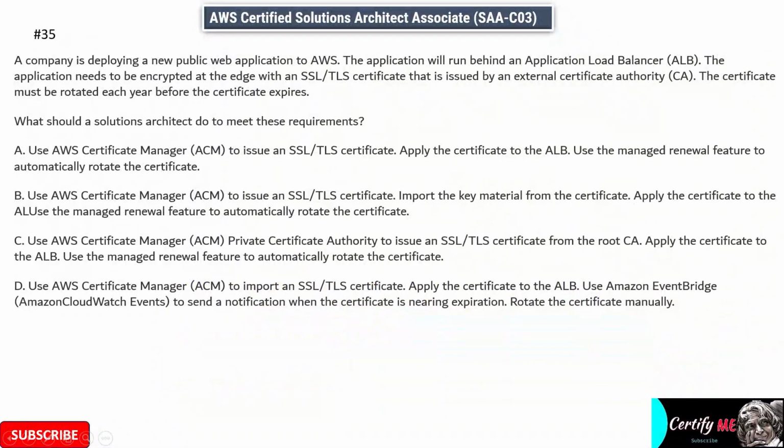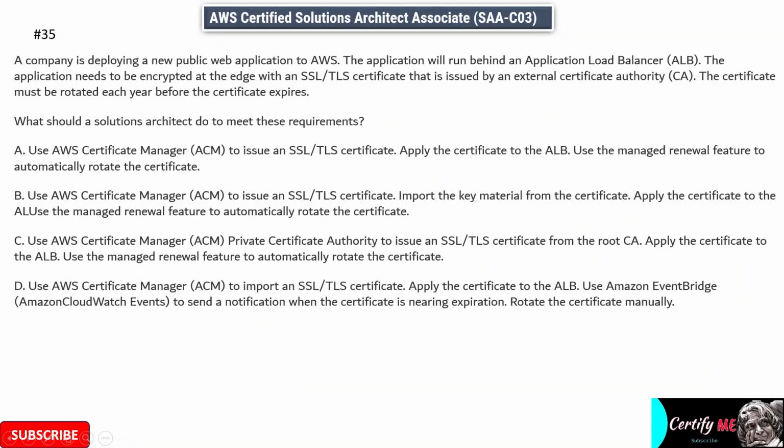A company is deploying a new public web application to AWS. The application will run behind an application load balancer. The application needs to be encrypted at the edge with an SSL or TLS certificate that is issued by an external certificate authority. This certificate must be rotated each year before the certificate expires. What should a solutions architect do to meet these requirements?